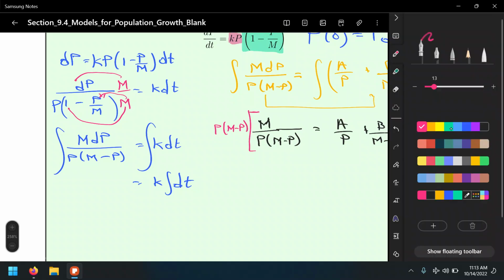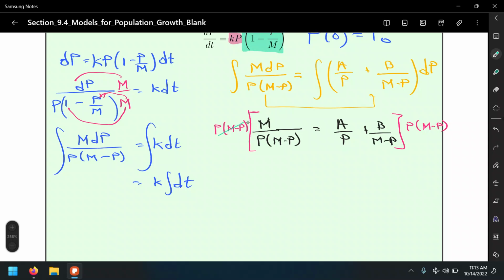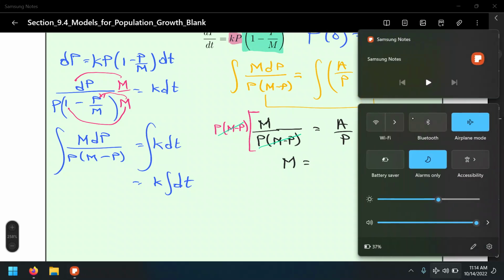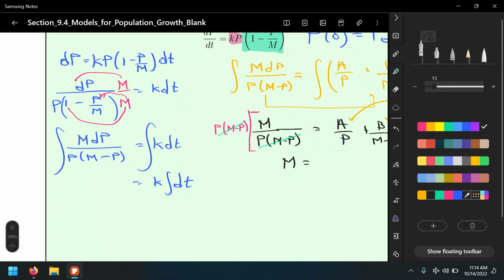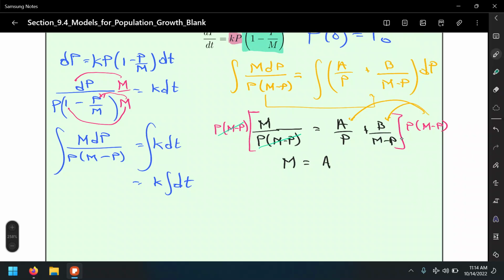And what's going to happen here? When we distribute over the left-hand side, these two factors are going to get canceled, and that's going to leave us with m equals, so when we distribute this, the p's cancel, and over here when we distribute with the second factor, the m minus p's get canceled. That's going to leave us with the following: a times m minus p plus b times p.